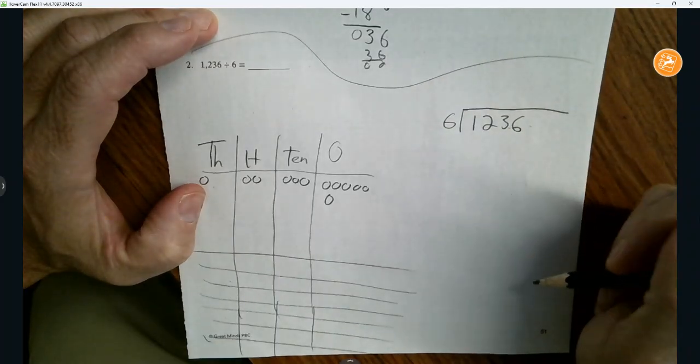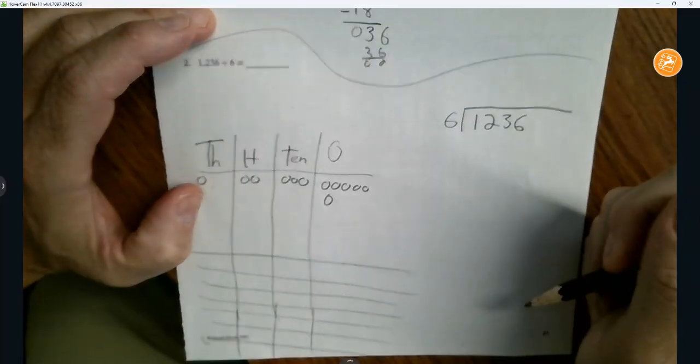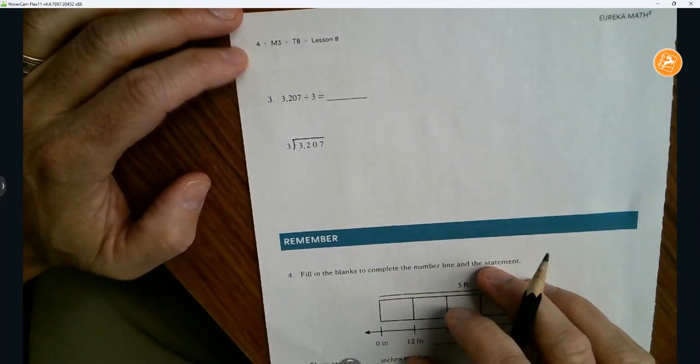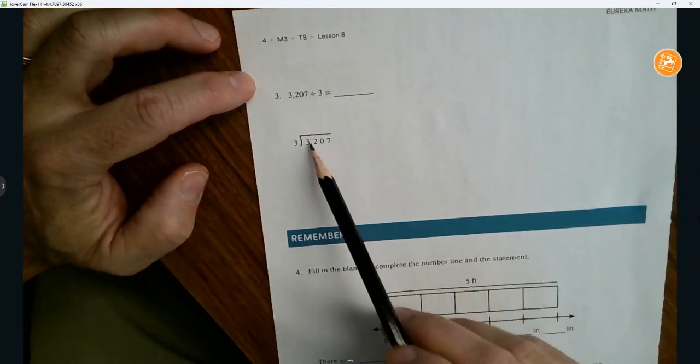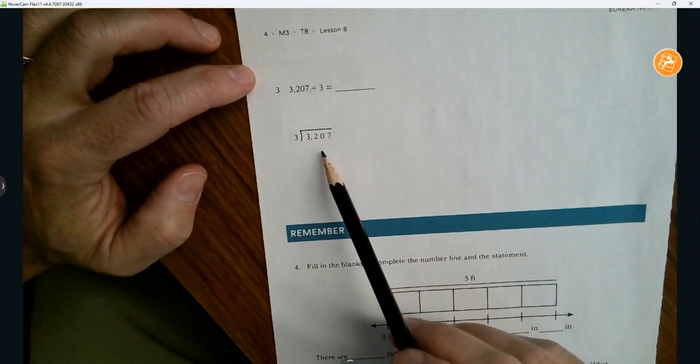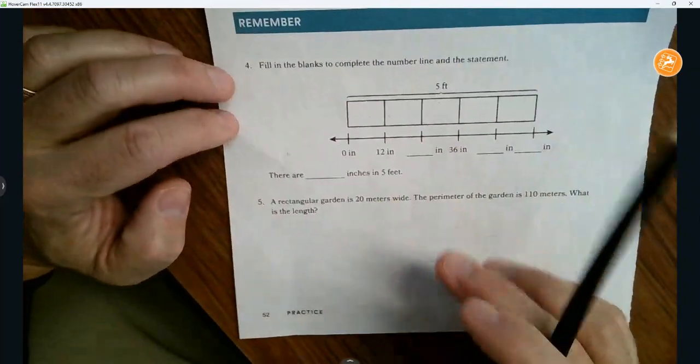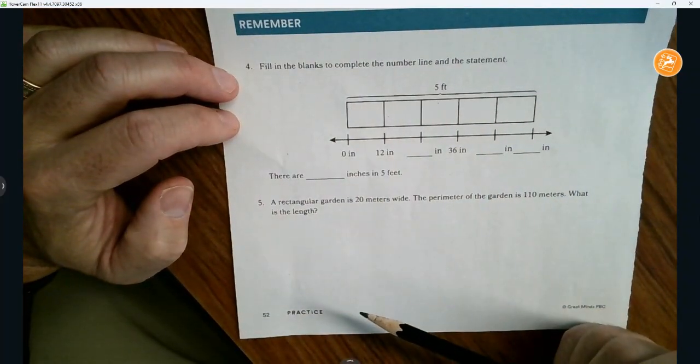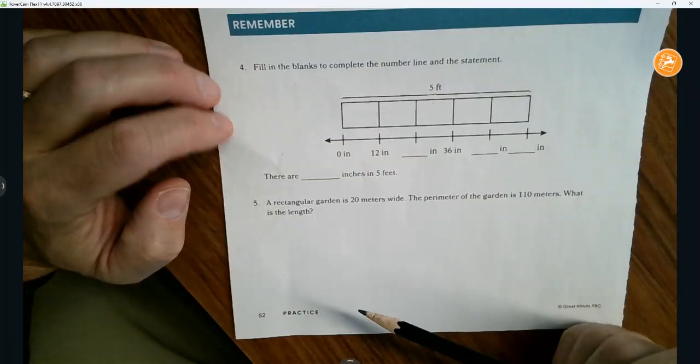Make it easier. Show all your work. Do not do this in your head. Show your work in case you made a mistake. All right, on the back, it's showing us how they want us to solve it. It's setting up for us. So use this way. Number 4, fill in the blanks to complete the number line and the statement.